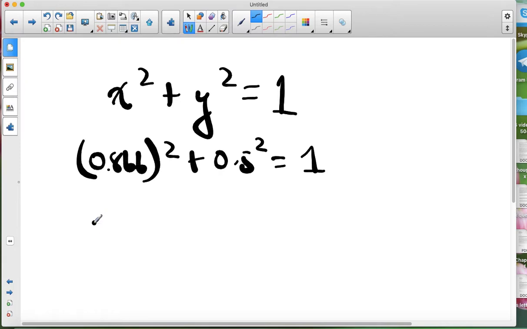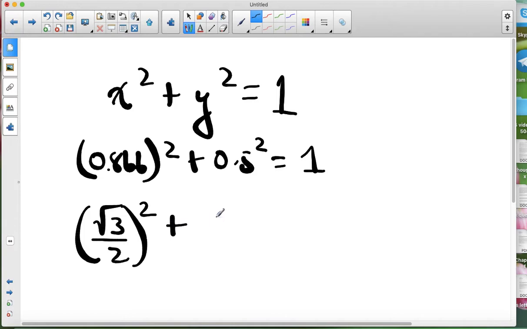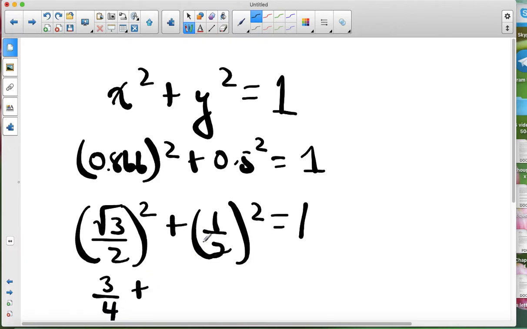So in the first screen, I said that this is root 3 over 2. So root 3 over 2 squared plus 1 over 2 squared is equal to 1. So let's just look at that. Root 3 over 2, squared: root 3 times root 3 is root 9, which is 3. So this is 3 over 4. Plus 1 half times 1 half is 1 over 4. And that makes 4 over 4, which is indeed 1. So this proves that this is how the unit circle works. And that's basically where the numbers come from.